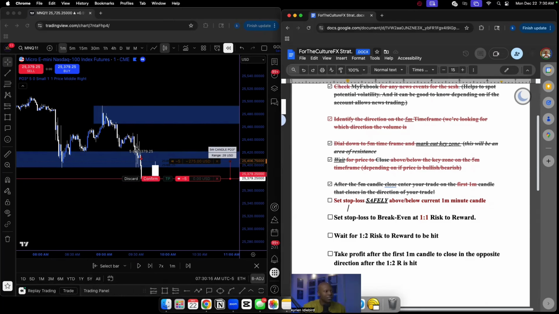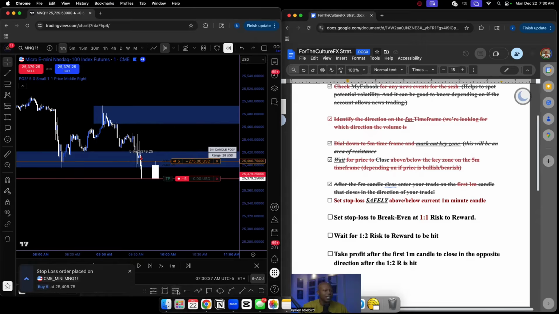And so what we're anticipating is for this area of interest here above this candle to be the highest point of our new 5-minute candle. That's why we're going to execute right in this area and set our stop loss above that 1-minute candle. So we're going to confirm this here. Boom. And now we've entered into this trade.